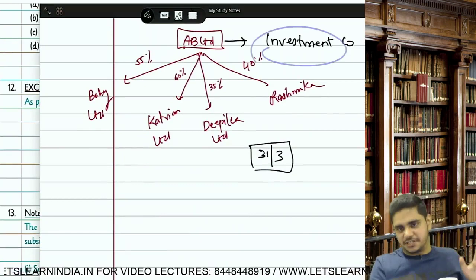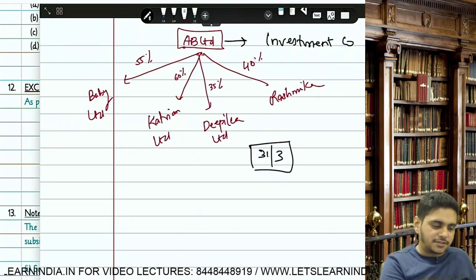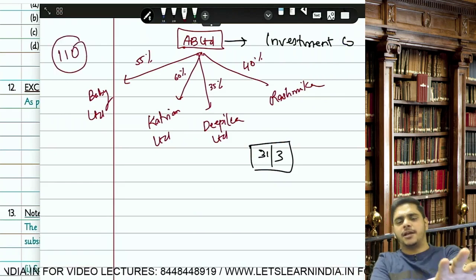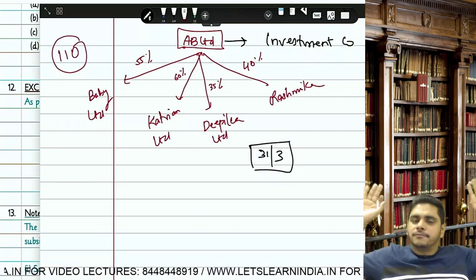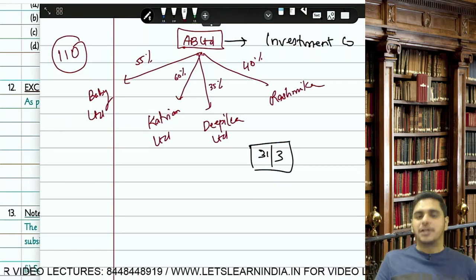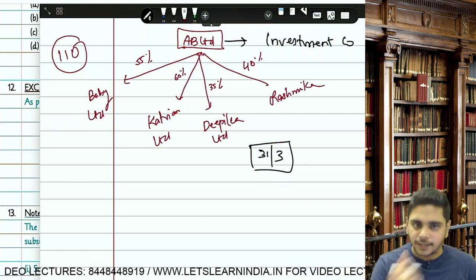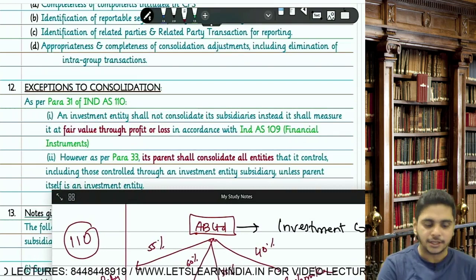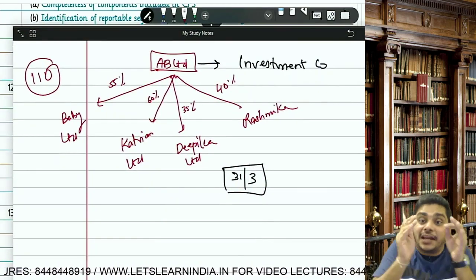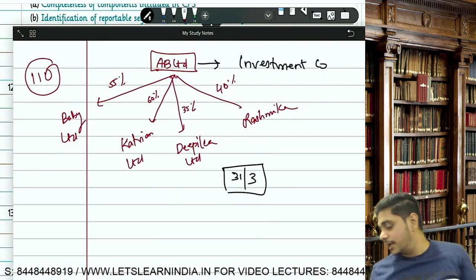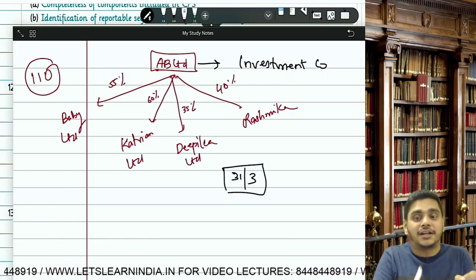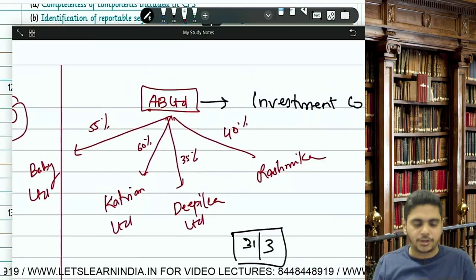Ind AS 110 says you don't do conso. You are exempted. Why? Because you are an investment entity. So for an investment entity, if the question specifies it, as per Ind AS 110 you will not do the conso. Which entity? Investment entity.